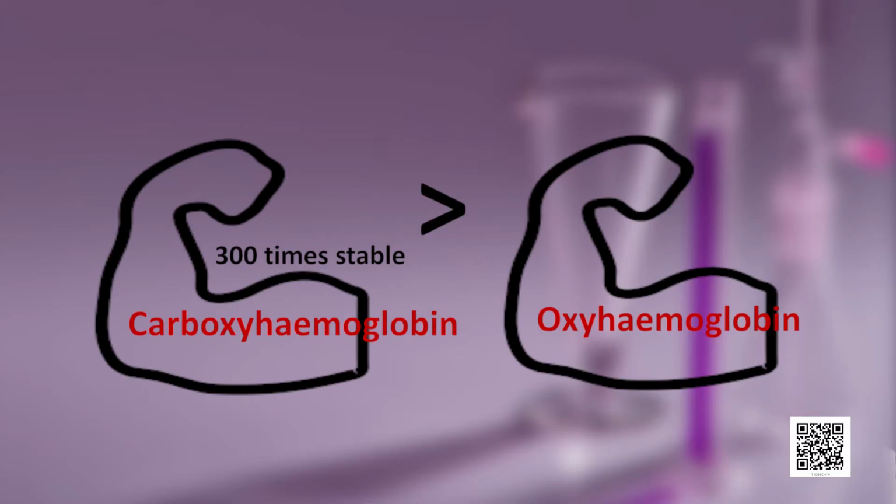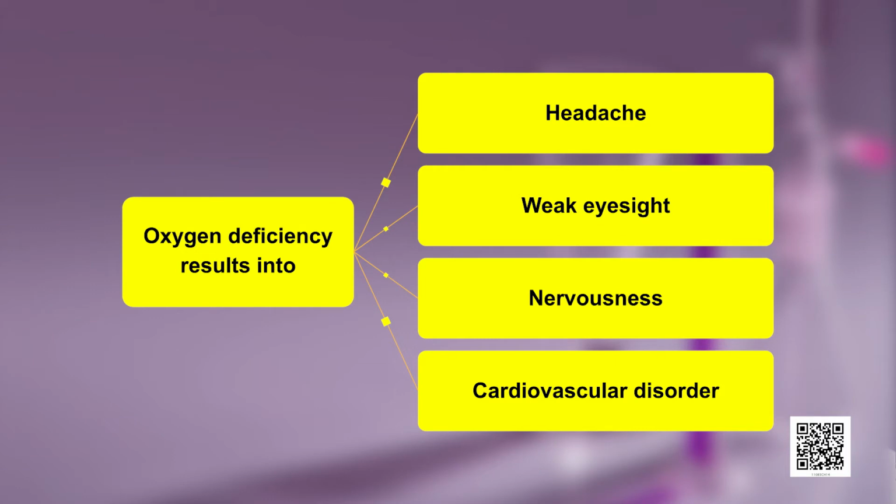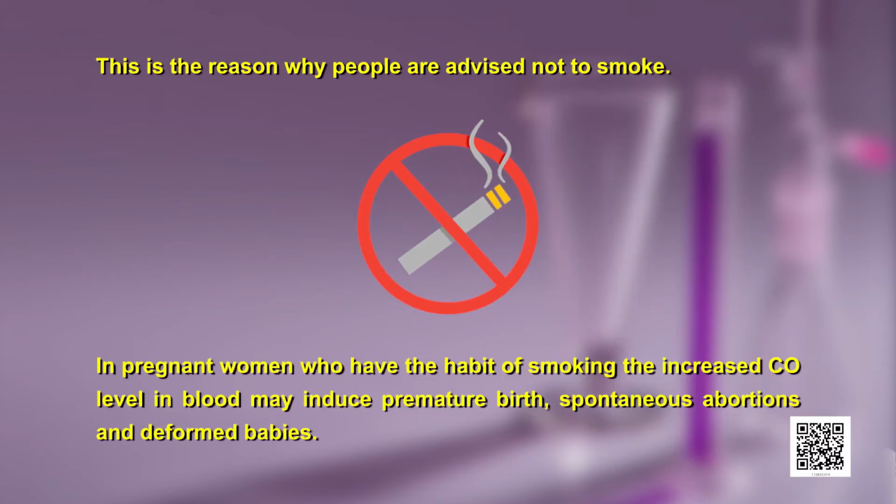Carboxyhemoglobin is about 300 times more stable than the oxygen hemoglobin complex. When the concentration of carboxyhemoglobin reaches about 3 to 4% in blood, the oxygen carrying capacity of blood is greatly reduced. Thus, there is oxygen deficiency resulting in headache, weak eyesight, nervousness and cardiovascular disorder. This is the reason why people are advised not to smoke. In pregnant women who have the habit of smoking, the increased CO level in blood may induce premature birth, spontaneous abortions and deformed babies.